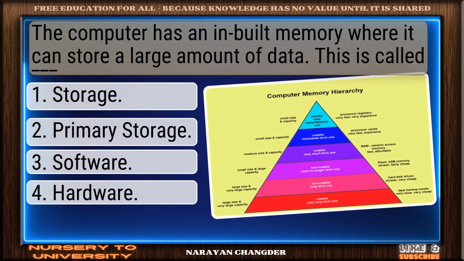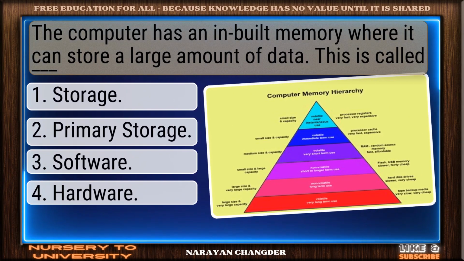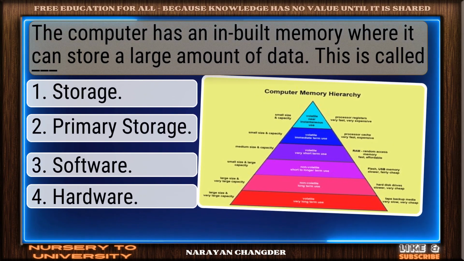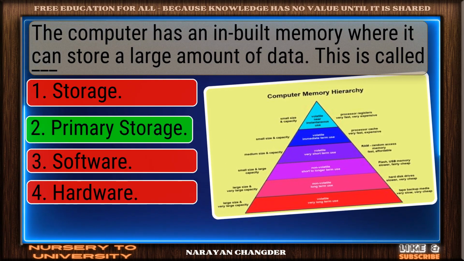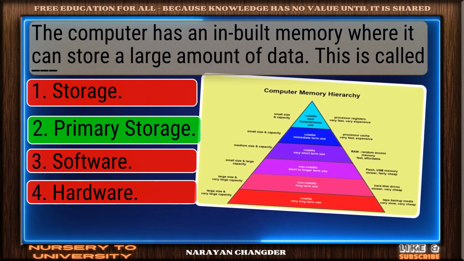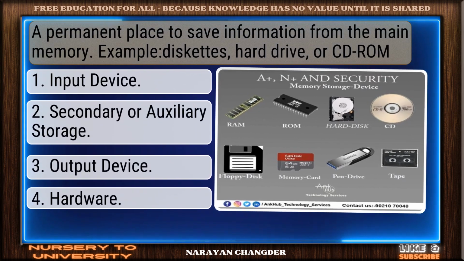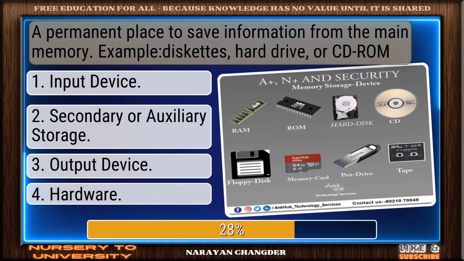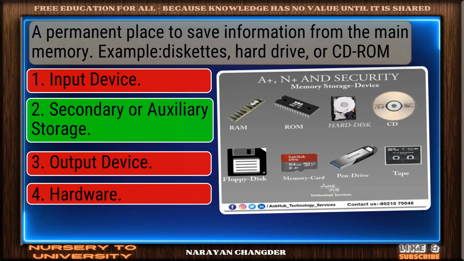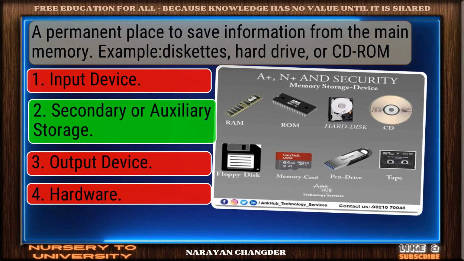The computer has an inbuilt memory where it can store a large amount of data. This is called dash. Right again. Primary storage is valid. A permanent place to save information from the main memory. Example, diskettes, hard drive, or CD-ROM. On track. Secondary or auxiliary storage is correct.